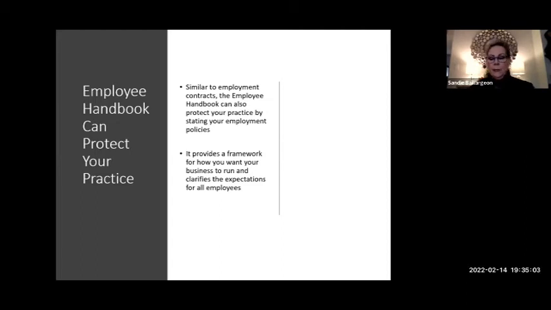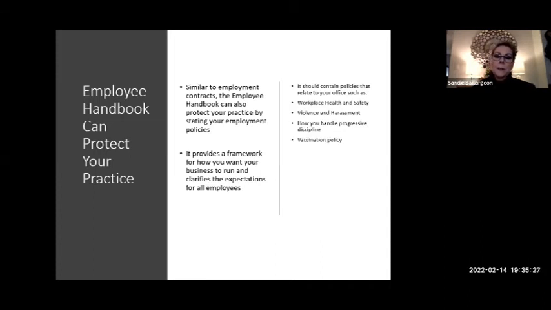It provides a framework on how you want your office to be run, and it clarifies the expectations for your employees. It should contain policies that relate to your office, such as workplace health and safety, violence, how you handle violence and harassment. That's a very important thing that you have to have in there. That should also be in your health and safety program as well. How you handle progressive discipline. What is your vacation policy? How much notice do you expect them to give?